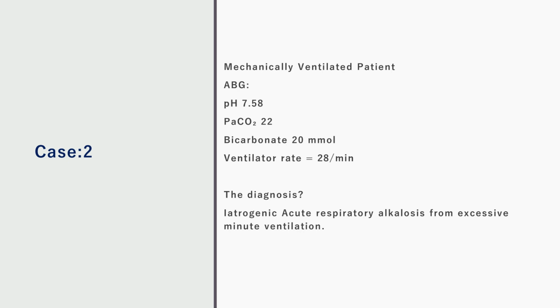Case 2. Mechanically ventilated patient. Arterial blood gas: pH 7.58. CO2 22 millimeters of mercury, bicarbonate 20 millimole. Ventilator rate 28 per minute. The diagnosis? Acute respiratory alkalosis from excessive minute ventilation. The treatment is not bicarbonate. Simply reduce minute ventilation appropriately.